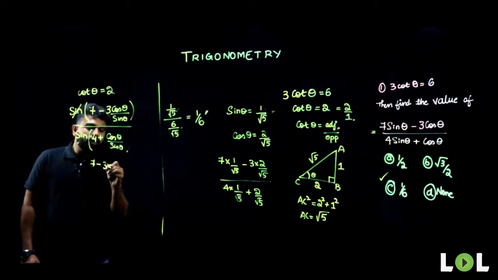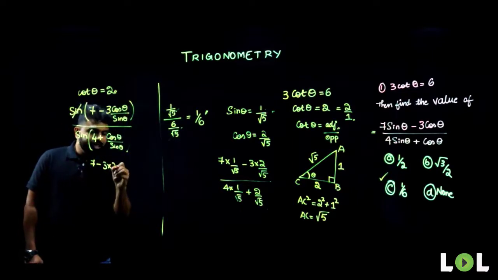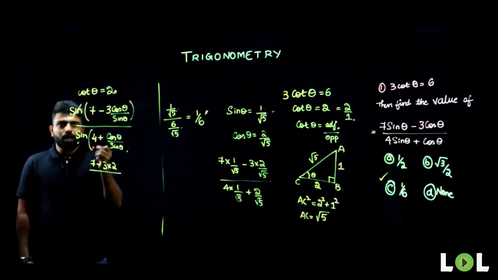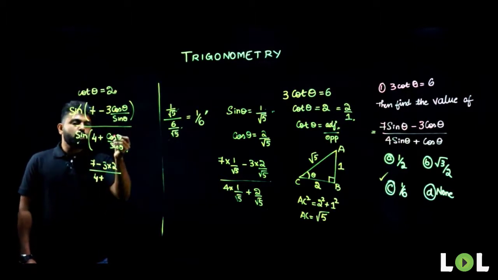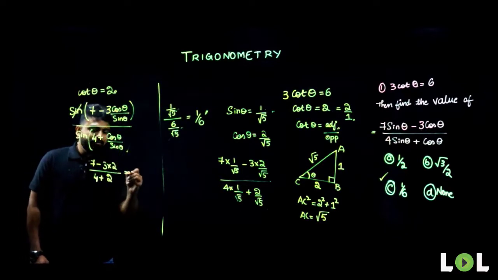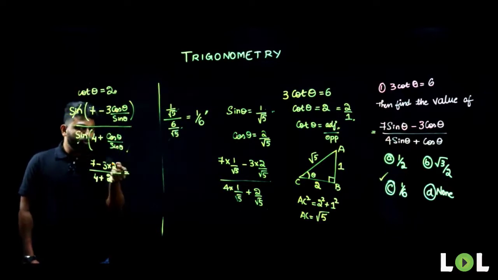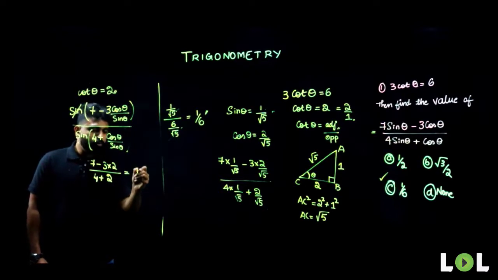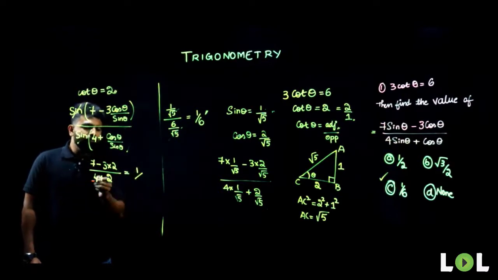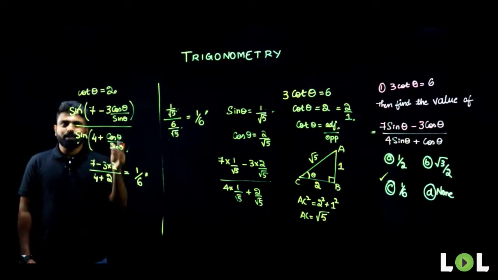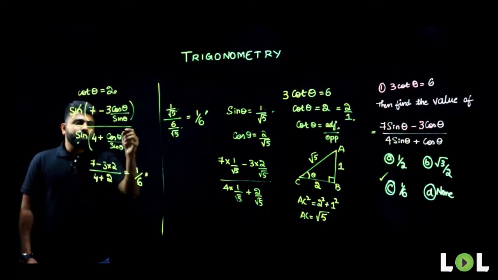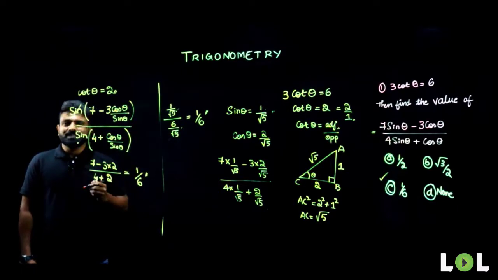So the value of cot theta is 2. So 3 into 2 divided by, what will I be left with in my denominator? It will be 4 plus cos theta by sine theta, which is nothing but cot theta, and the value of cot theta is 2. So I'll be left with 7 minus 3 into 2, that is 6, so 1 in my numerator divided by 4 plus 2, that is 6. I'll be getting the same answer here as well. But this method seems to be a little easier, and it will consume less time in your examination.